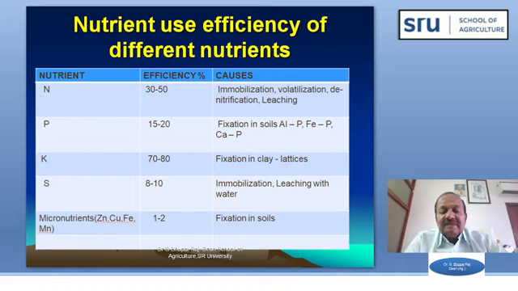nitrogen and phosphorus. 70 to 80% of the nutrient efficiency is there with respect to the potash. The remaining 30% not available is mainly due to the fixation in the clay lattices. Sulfur, if you take, only 8 to 10% is available, mainly due to the immobilization and leaching with the water. Micronutrients, if you take zinc fertilizer, which is a very important fertilizer, zinc sulfate, only 1 to 2% of the nutrient use efficiencies we can get. That is mainly due to the total quantities fixed in the soils.